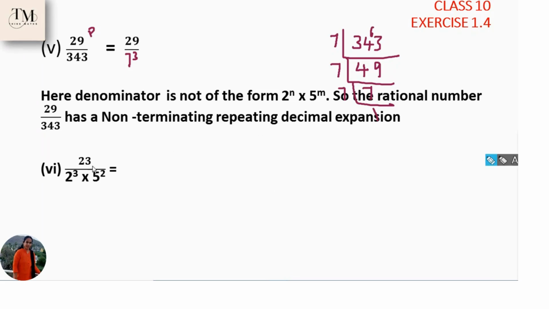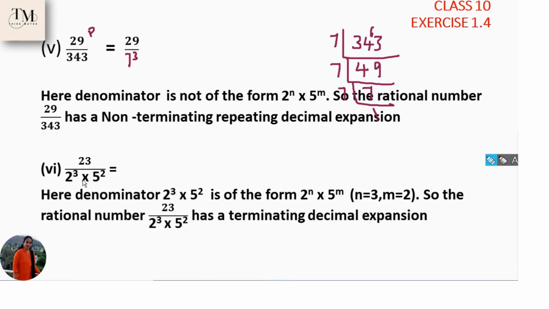So next problem is 23 divided by 2 power 3 into 5 square. Already they factorized this. So the denominator has 2 power 3 into 5 square. That is, the denominator is of the form 2 power n into 5 power m. Here n takes the value 3 and m takes the value 2. So this rational number has a terminating decimal expansion. Okay. So let us go to the next problem.